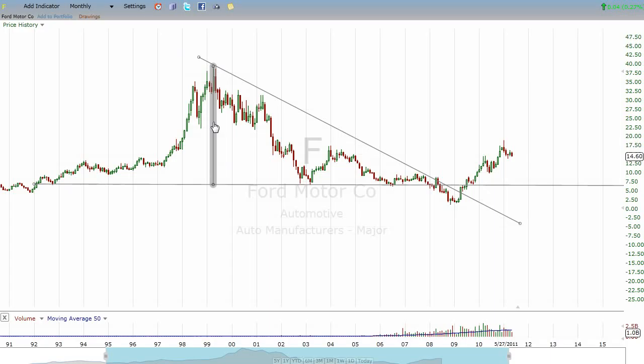But when you look at it on the log scale and you draw your lines based upon logarithmic charting, even in an extreme case, it's amazing how that got it to within just a few cents of where Ford ended up going.